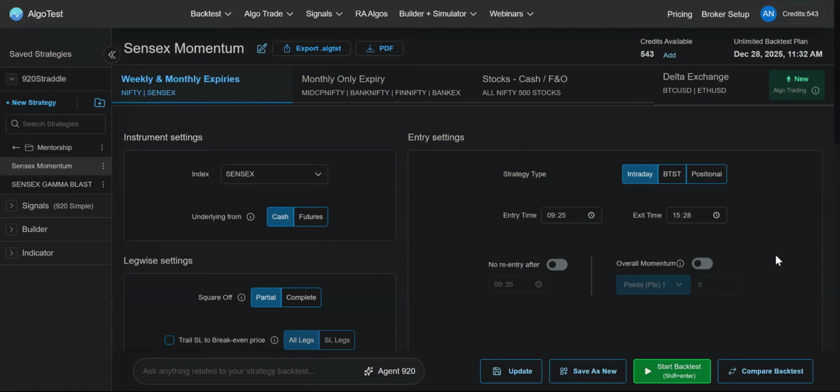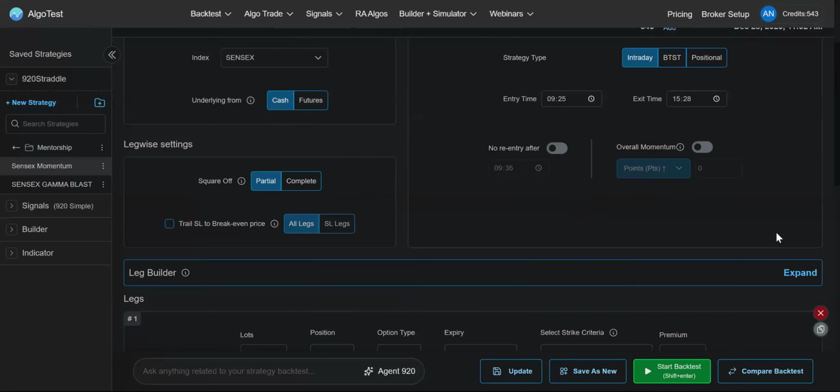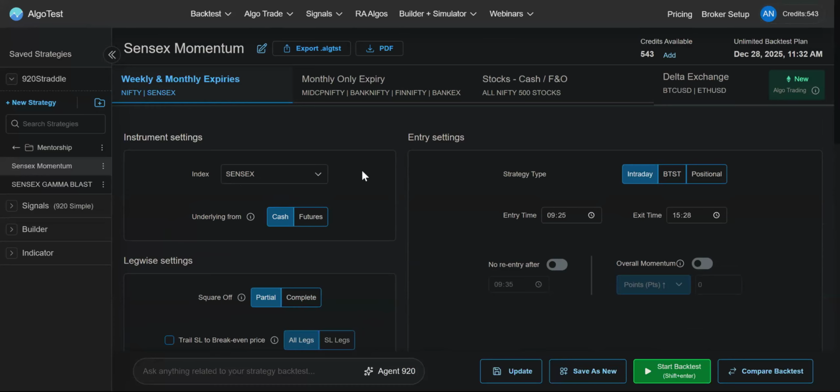Okay, the entry time will be 9:25. You can also start building the strategy with me. It will not take much time. You can open your account and build the strategy. So entry time will be 9:25, exit time will be 15:28, and our instrument will be Sensex.